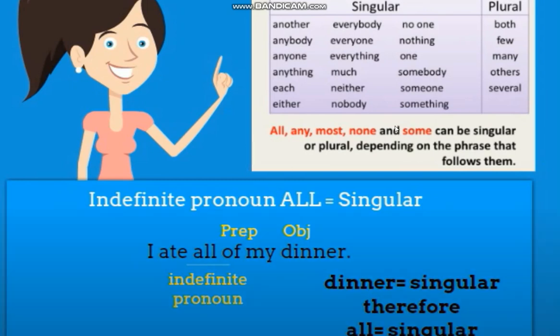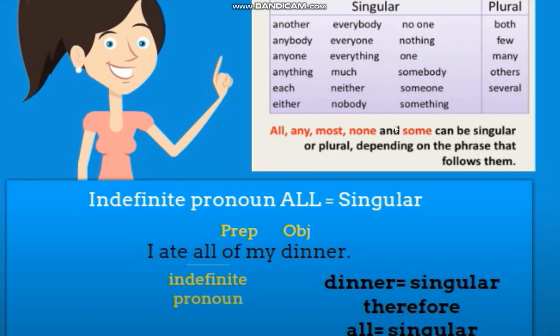Yes, I ate all of my dinner. So, how will I identify whether all is singular or plural? I am identifying the object in the sentence. Here the object in the sentence is dinner, and dinner is singular. If I would have used dinners, I ate all of my dinners, it would have been plural. But students, here dinner is the object which is singular, and therefore here the indefinite pronoun all will also act as singular.